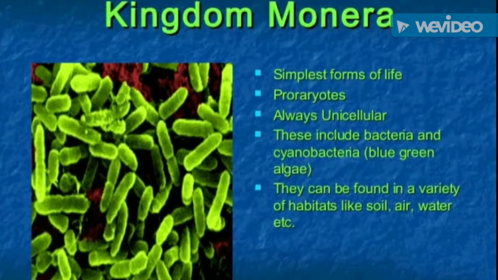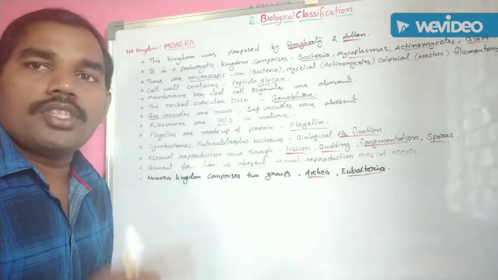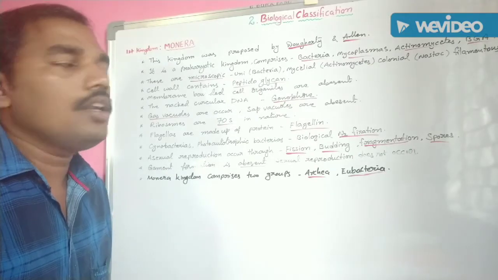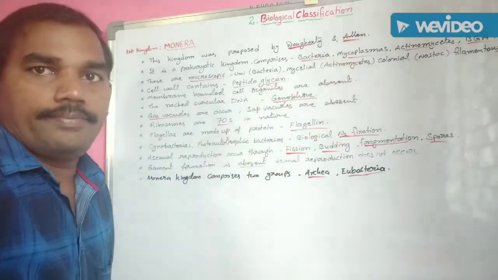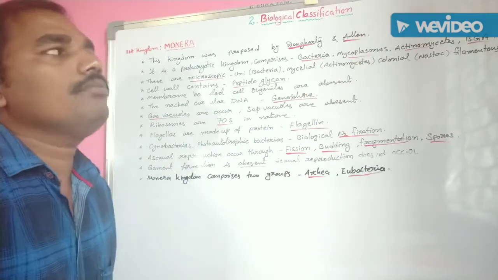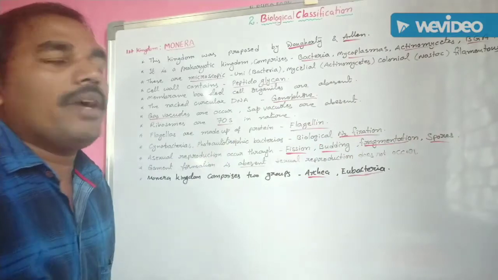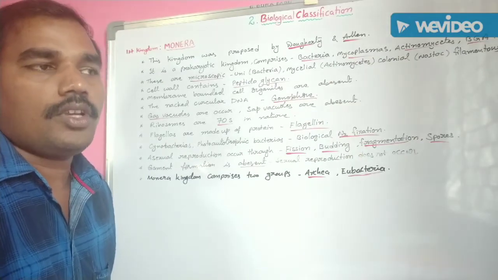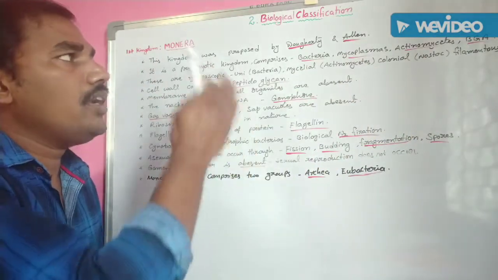The first kingdom is Monera. In R.H. Whittaker's classification, the Monera kingdom is the initial kingdom and also the prokaryotic kingdom. This means all prokaryotic organisms are classified under this Monera kingdom. This kingdom was proposed by Doty and Allen. It comprises organisms like bacteria, mycoplasmas, actinomycetes, and blue-green algae, also called cyanobacteria.